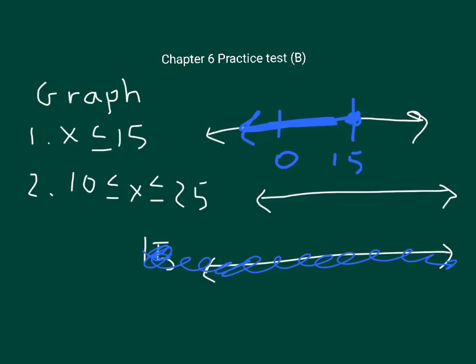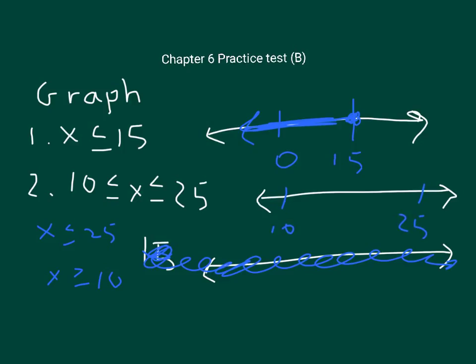Number 2 is a double inequality. It has 2 conditions. x is less than or equal to 25, and x is greater than or equal to 10. So I can read this: x is less than or equal to 25, and x is greater than or equal to 10. Or I could read left to right, saying 10 is less than or equal to x, and x is less than or equal to 25. But it's going to have the points 10 and 25 on it. So 10 and 25.